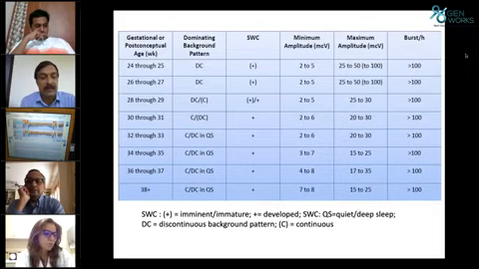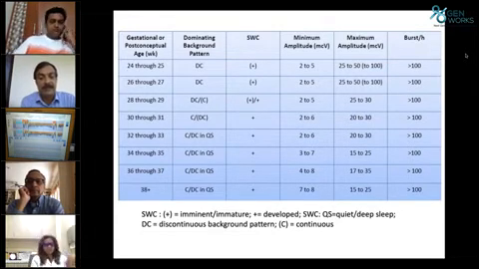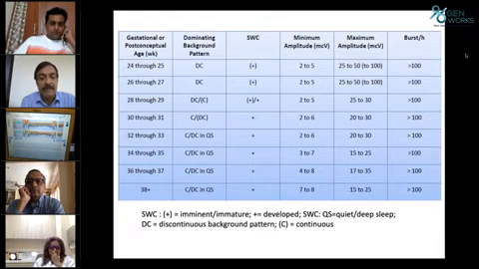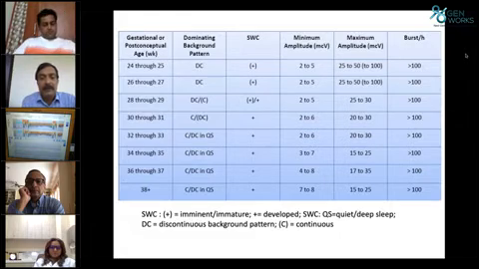One is the background pattern, which is more discontinuous in a more preterm baby, becoming continuous as the baby matures, and the sleep-wake pattern becomes more regular as the baby matures. If you look into the amplitude also, the minimum amplitude in a premature baby is less, but as the baby matures, a slight increase in the microvolt voltage of this minimum amplitude is there.